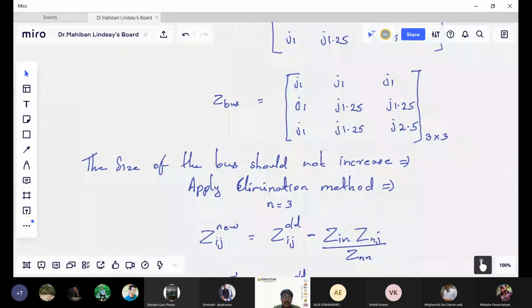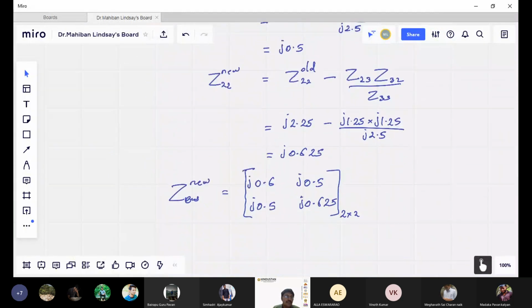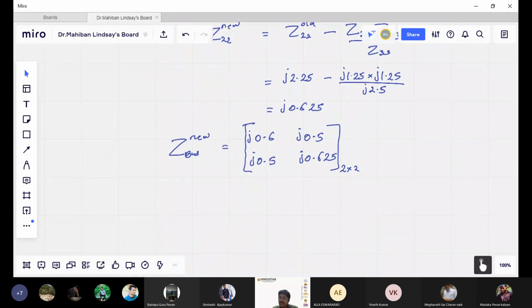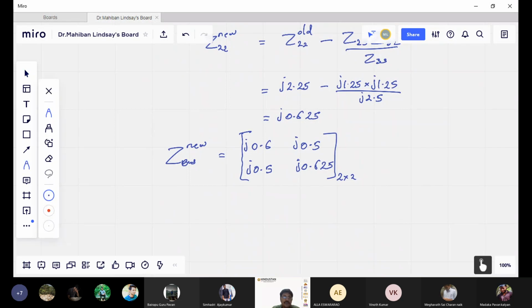Listen, this step 3 seems to be a little bit bigger, but it is very simple. If you substitute in the elimination formula, you will get it. Now the fourth element we are going to add, that is in step number 4. So in step 4, what we are going to do is add an impedance.